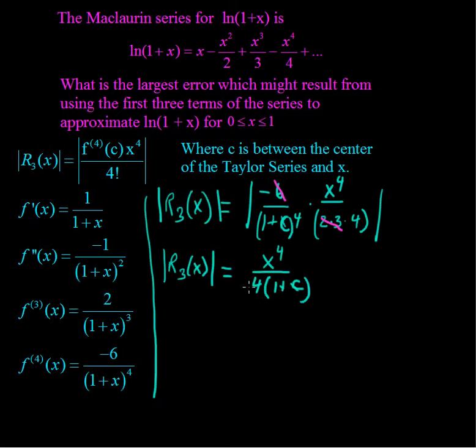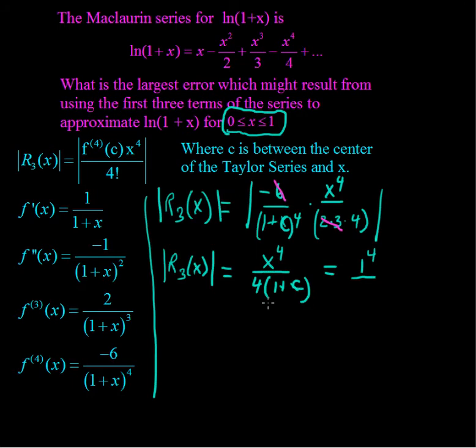And then what we're trying to do is calculate the maximum remainder. So what we want to do is find out what values of x and what values of c maximize this remainder. So you can see if c, which has to be between 0 and x, so I suppose we should take care of x first. So the biggest value in our domain, x between 0 and 1, so the biggest value of x to the fourth would be when we have x equal to 1. So then we're going to plug in 1 for x.